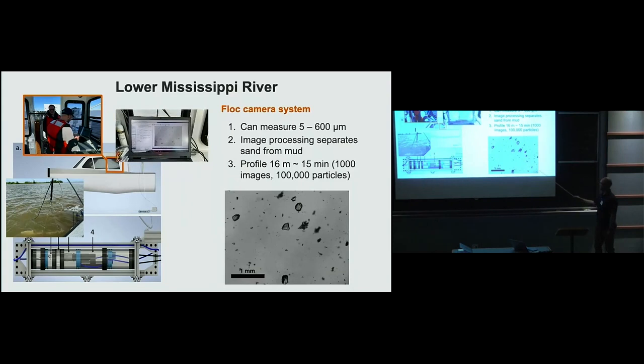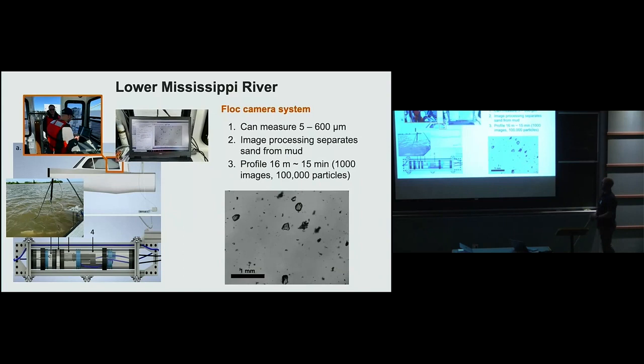And so these are the types of images we get for scale. This is a millimeter. So this is an image from the Bonnie Carey spillway area. It's more energetic there, so you get sand up in suspension. So these are grains of sand, and then these are mud flocs.